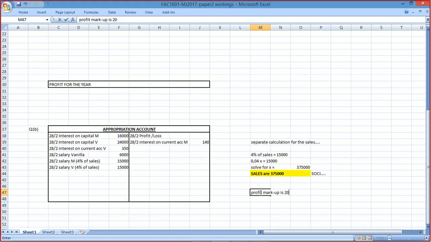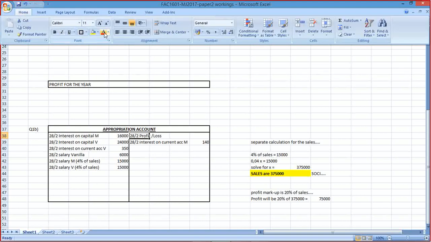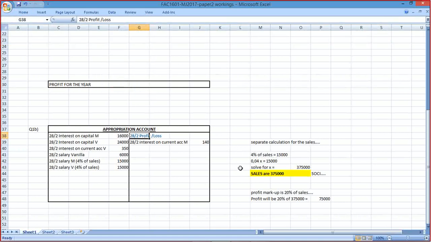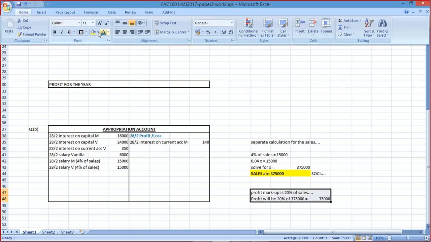Profit markup is 20% of sales. So do I know what the sales are? Yes. So do I know what the profit is? You have to work it out. Yes. Profit will be 20% of 375,000. Let's see what we get. 375,000 times 20% is 75,000. Okay, so that would be the profit I have in terms of the actual sales figure. So is that going to go to my appropriation? Definitely. Okay, so here's my appropriation. We just worked out a profit figure.